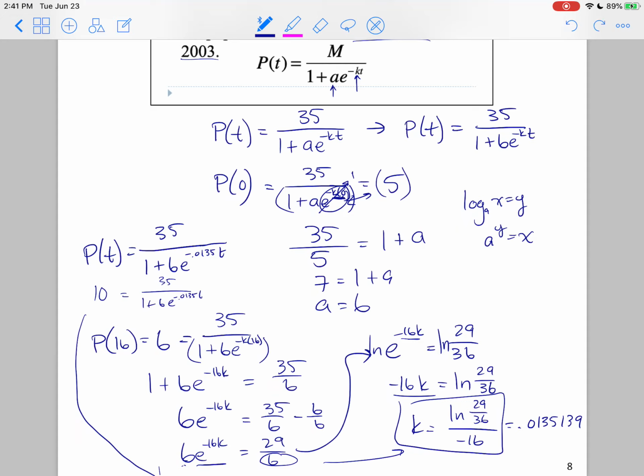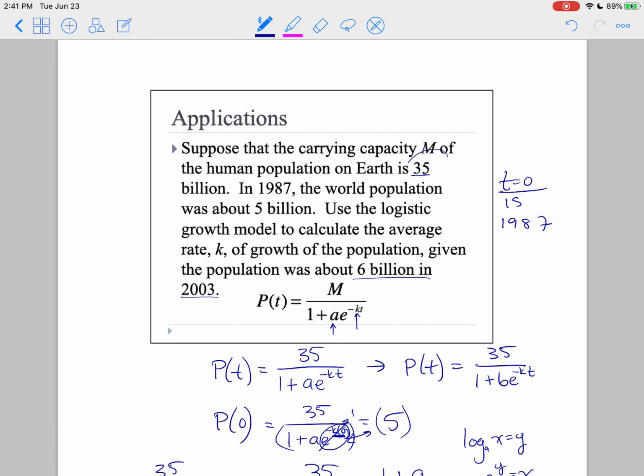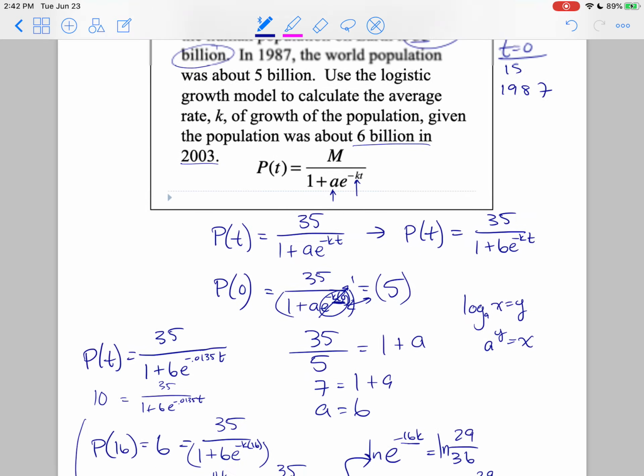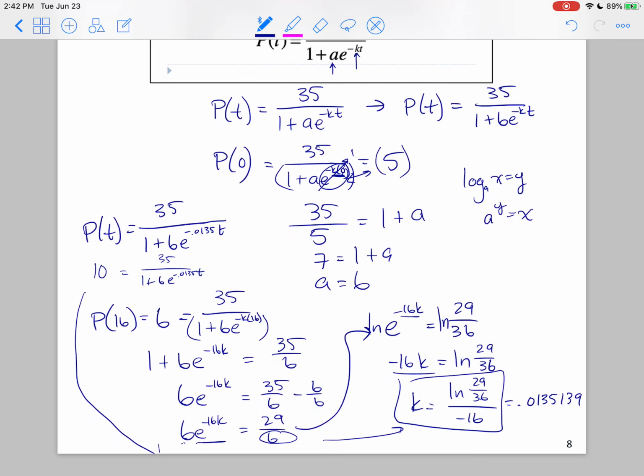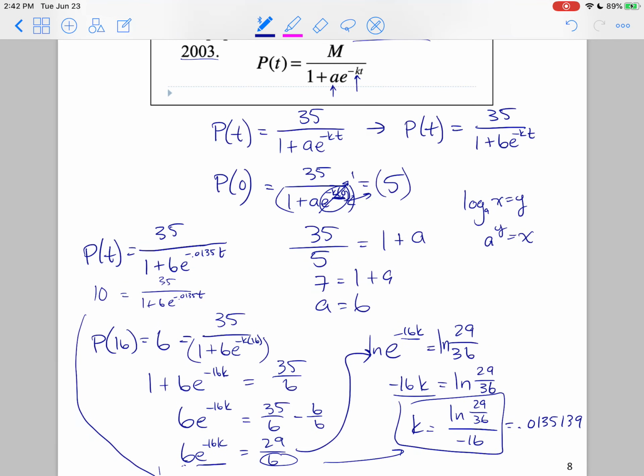They might also ask the question, what is the maximum population of the Earth? And we knew that without doing anything. It's 35 billion. That's what it is. Okay. So you have all those tools at your disposal, and you can go ahead.